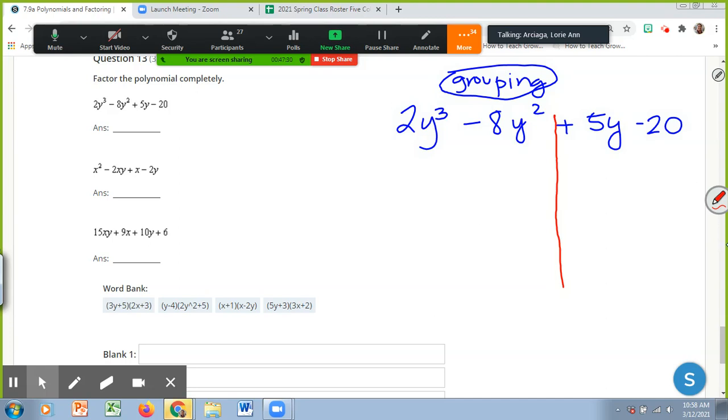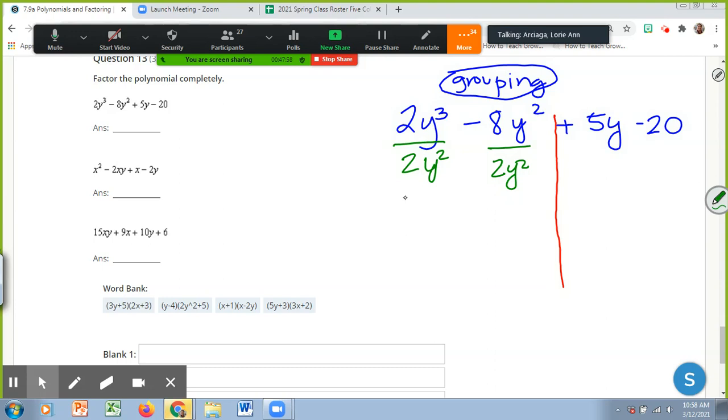And then divide each one by the greatest common factor. Greatest common factor is what? 2 for 2. This is 2 times 1 and this is 2 times 4. So the greatest common factor is 2. You bring down the lower power. This is y3, this is y2. So then that means I'm going to divide by y2. So this is your GCF.